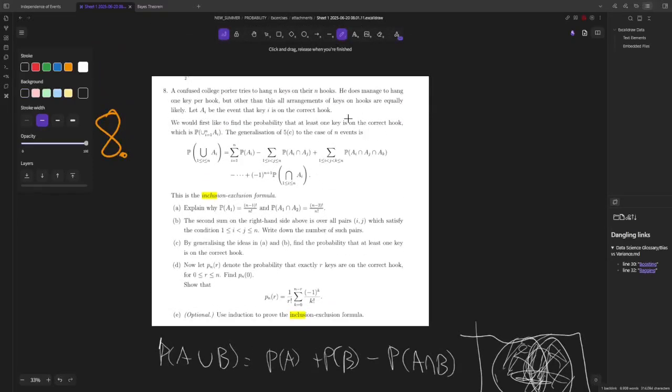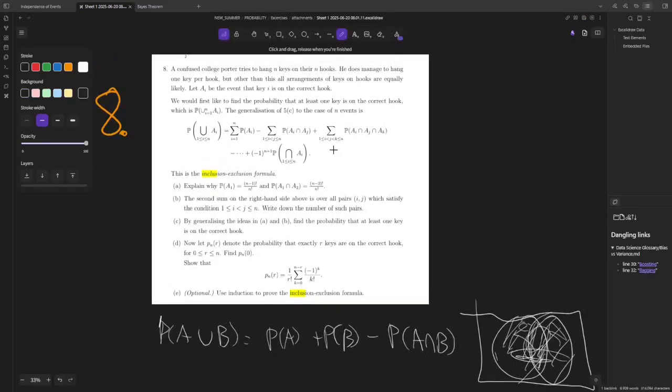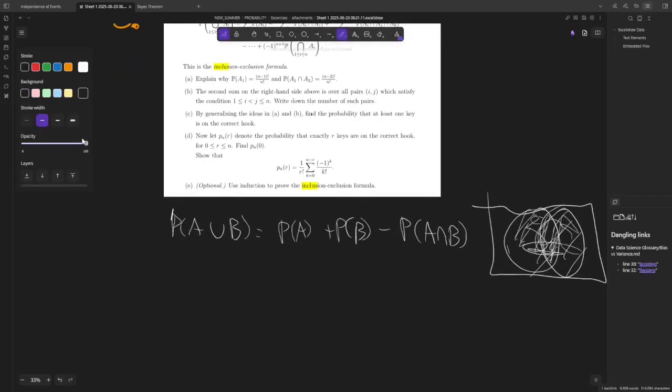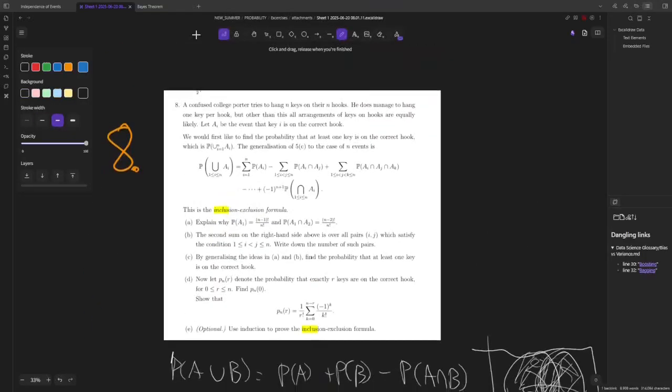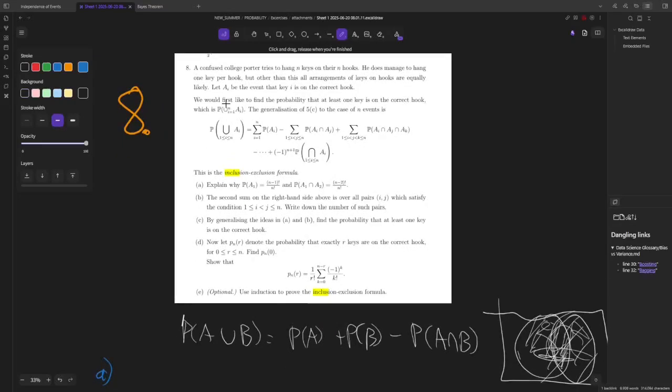Really, this formula is not needed for now, for the first part. You could do it by looking at the problem. Okay, so let's read the problem. A confused college porter tries to hang n keys under n hooks. He does manage to hang one key per hook, but other than this, all arrangements of keys on hooks are equally likely. Let A_i be the event that key i is on the correct hook.